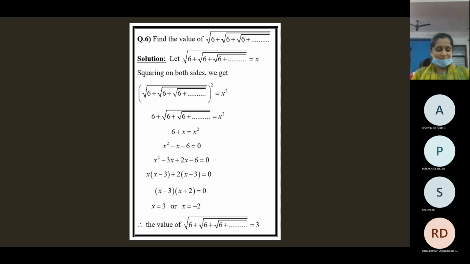Very good, Ananya. Rajarajeshwari. Very good. So here the positive value of x is 3. The value of x is 3. Write it down. Others, practice now. If you have not got the answer, please work it now.